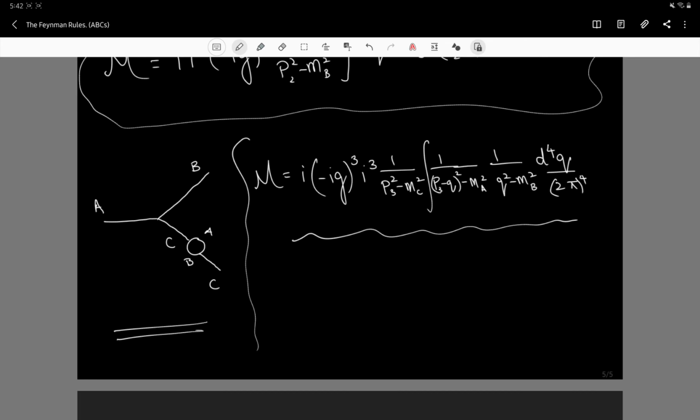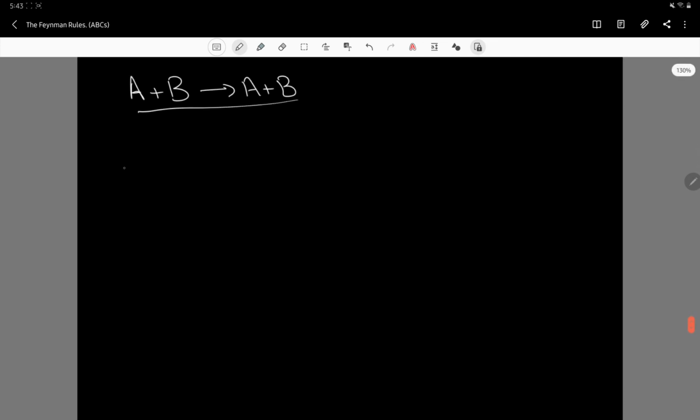Now, there are several more diagrams that I would love to do over here, but because the video is already getting very long, I'm going to skip to the last diagram. Let's consider an example where we have a scattering for a plus b to a plus b, and we would consider this at the lowest order. So the diagram that you would have is something like this.